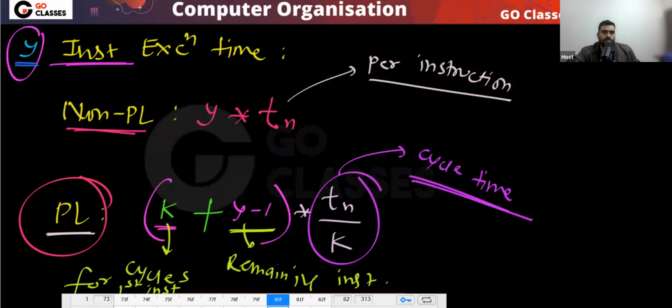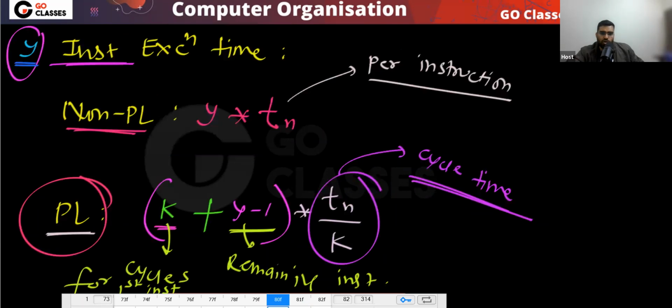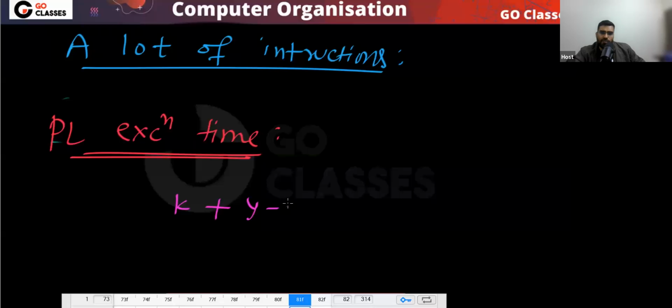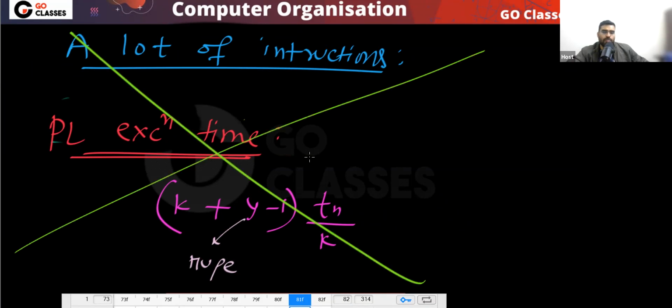Sorry, before that, when you have a lot of instructions, tell me the pipeline execution time. You already know your formula: if you have y number of instructions, then the time you are taking is this, Tn divided by k. So if this y is very huge, what is going to happen? Okay, forget about this, because if you have a lot of instructions, it will take a lot of time. But let's compare the speed up.